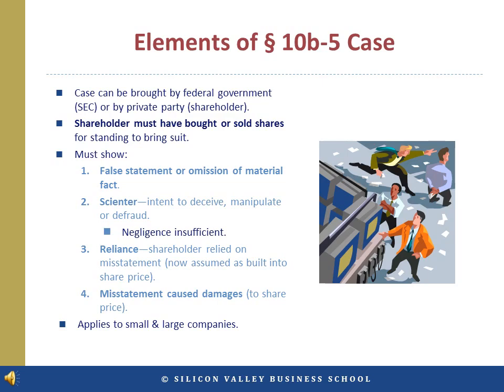The 4th element of a 10B-5 case is causation of damages. The plaintiff must show that the misstatement proximately caused damages to the share price. If the shareholder can show these elements, she has the basis of a 10B-5 claim. This is true in small, privately held companies, as well as large, publicly traded corporations.